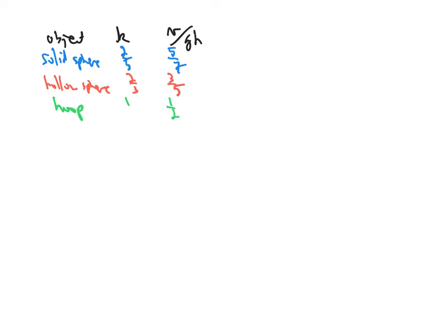So going back to our originals, we end up with the solid sphere, which is both A and C, getting there before the hollow sphere, which is B, which gets there before the hoop, which is D.